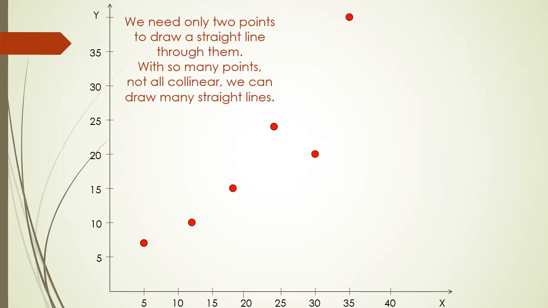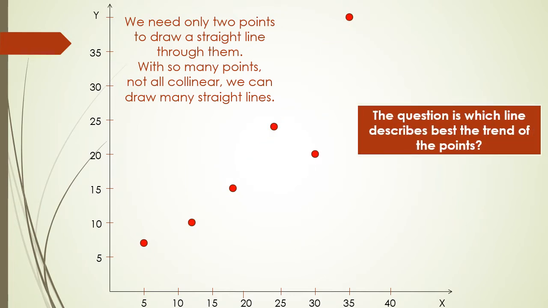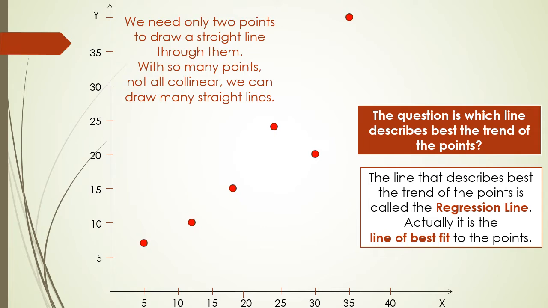We need only 2 points to draw a straight line through them. With so many points, not all collinear, we can draw many straight lines. The question is, which line describes best the trend of the points? The line that describes best the trend of the points is called the regression line. Actually, it is the line of best fit to the points.